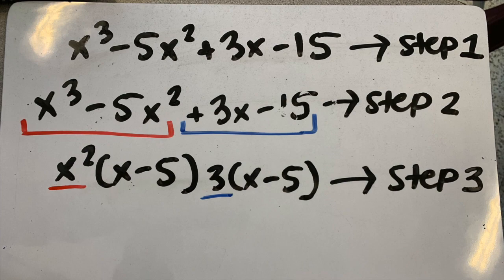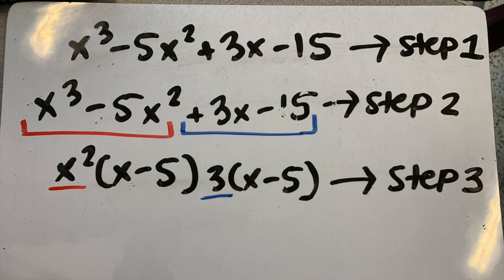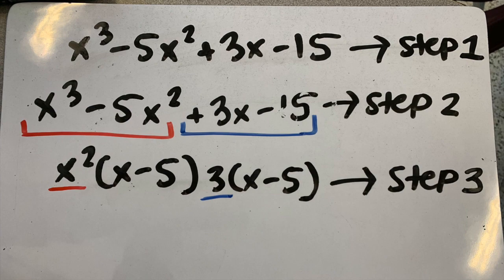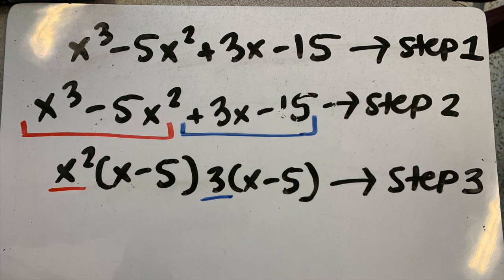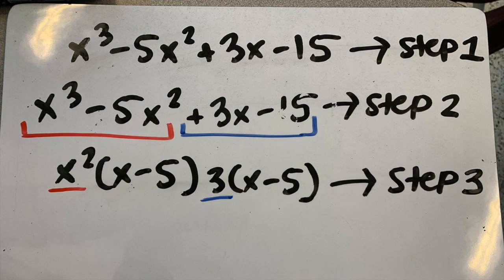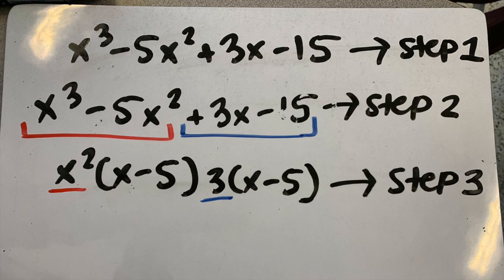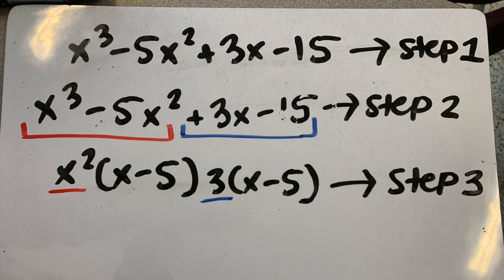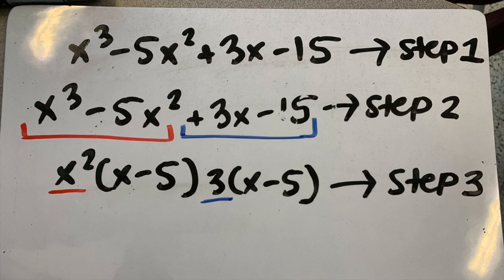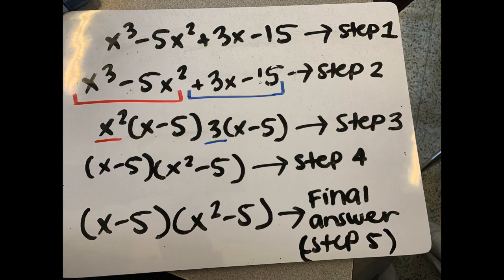In this case, for the first group, it will be x squared, and inside the parentheses it will be x minus 5. And then for the second group it will be 3, and then inside the parentheses x minus 5. We can notice that both parentheses are the same, which lets us know that we're going in the right direction. Then for step 4 and final answer, we will write both of the parentheses. So we will write x minus 5 inside of one parenthesis, and then x squared minus 5 inside the other parentheses.